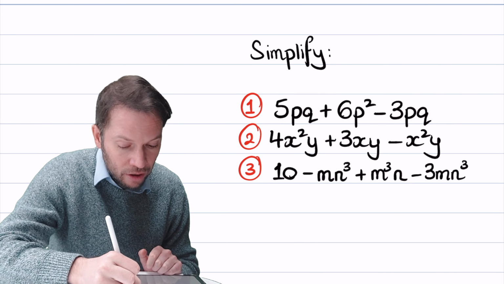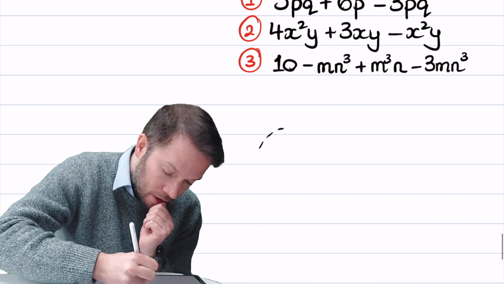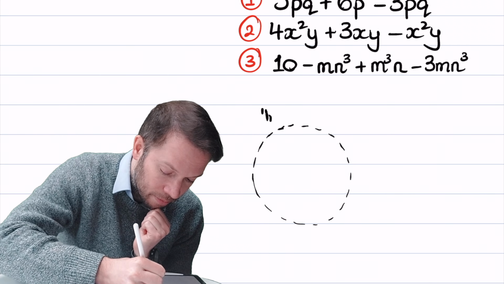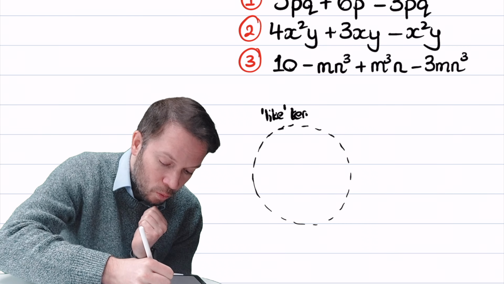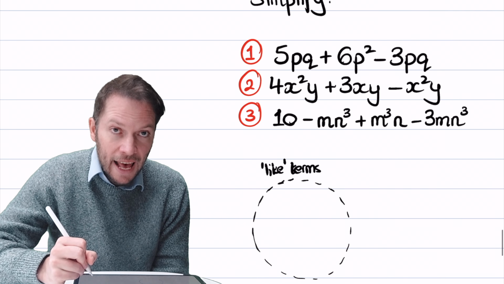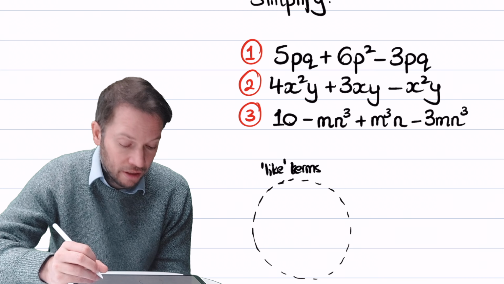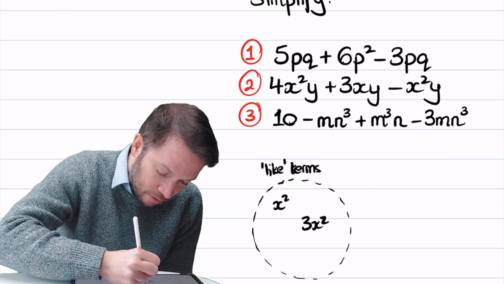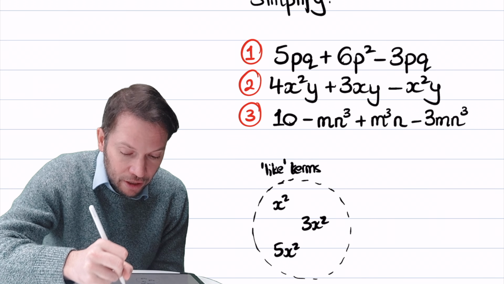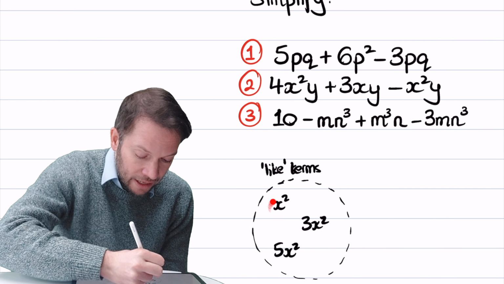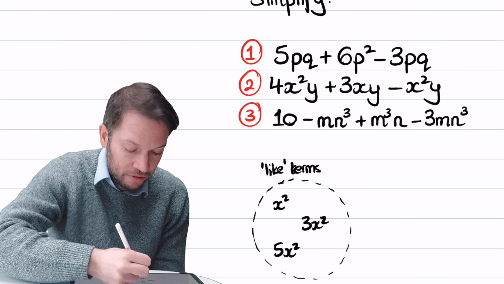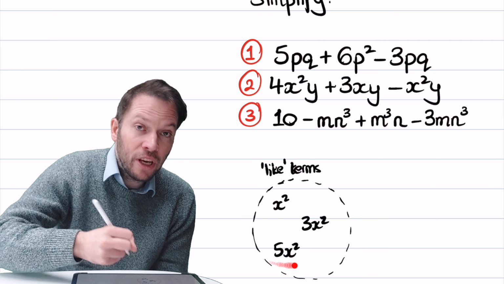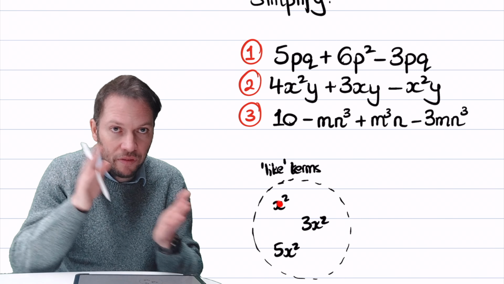Now let's see what we know about like terms. Like terms are just similar terms that we can collect together. And what do we mean by like terms? Well, if you have the same variables and the same powers, then they are like terms. So for example, if I had x squared, 3x squared, 5x squared, these are all like terms because they all involve the same variables. We only have x. And they involve the same power of those variables. So it's x squared, x squared, x squared. So these are like terms. And whenever you have like terms, you can collect them together to simplify into one.